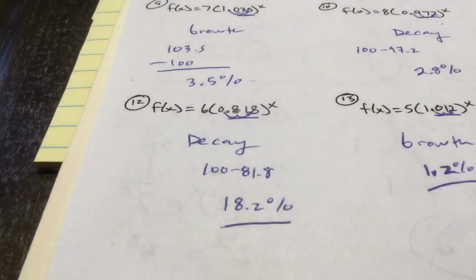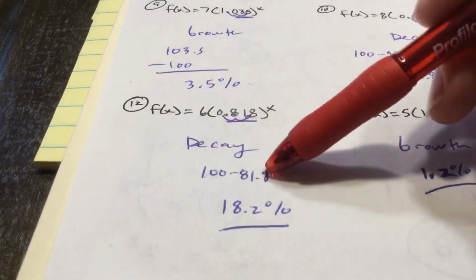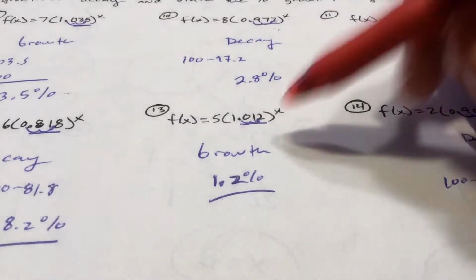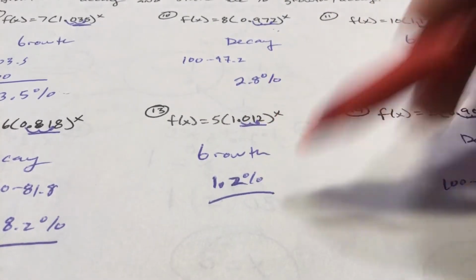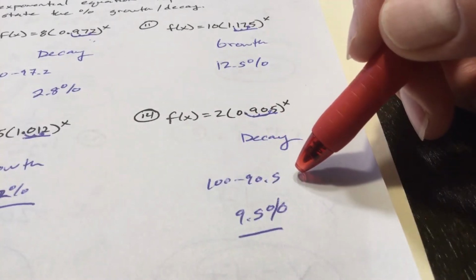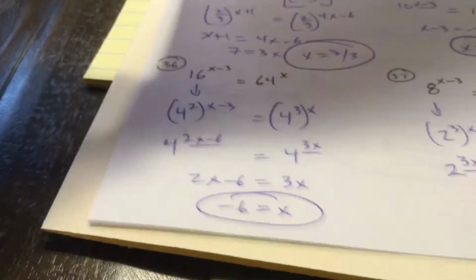On 12, move the decimal over twice, the base is less than 1, it's decay. 100 minus 81.8 is 18.2% decay. Move the decimal over twice here, growth 1.2%. Move the decimal over twice. 100 minus 90.5 is 9.5% decay.